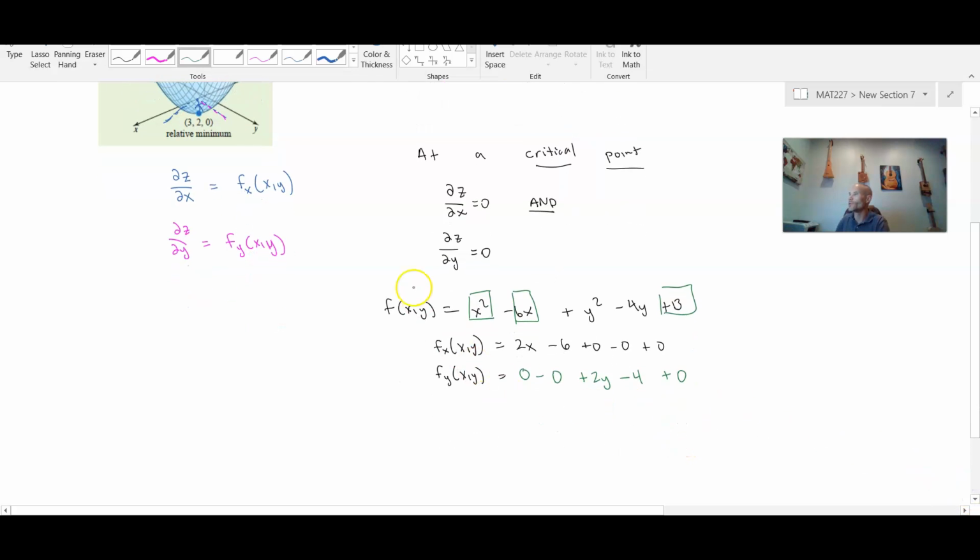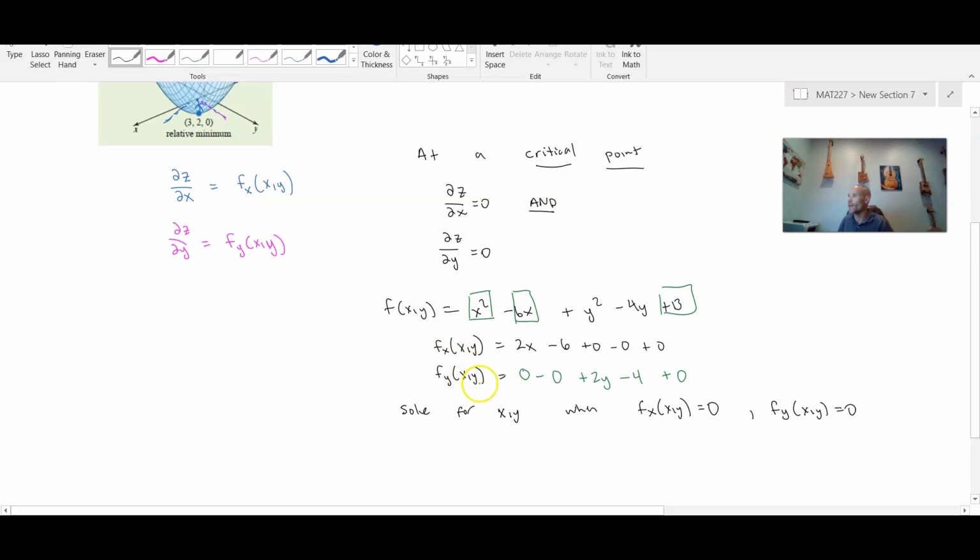So now what we need to do is solve for x and y. Remember, this is when both partials are equal to 0. This is when we are at a point where the slope in both directions is 0, and therefore we are either at a minimum, like in our example here, or perhaps a maximum. So we solve this system of equations right here.